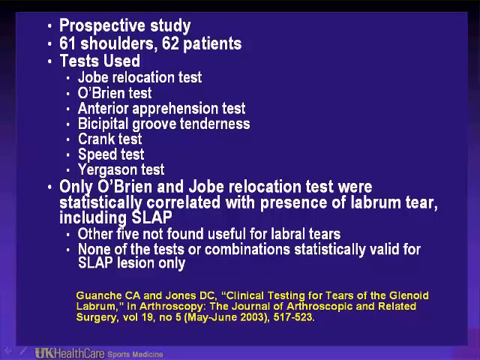So in this study, only the O'Brien and Jobe relocation test were statistically correlated with a labrum tear, including a slap tear. The other 5 tests were found not useful for labral tears. And none of the tests or combinations were statistically valid for a slap lesion only, meaning that a lot of these, particularly baseball athletes, have combined problems of a slap tear, perhaps instability, microinstability, anterior instability, as well as rotator cuff problems.